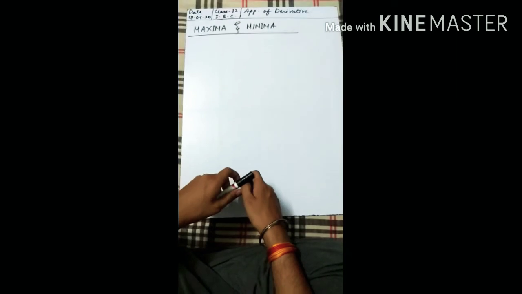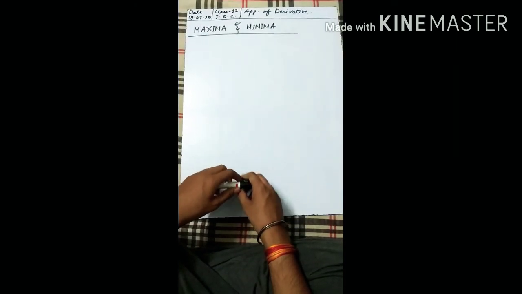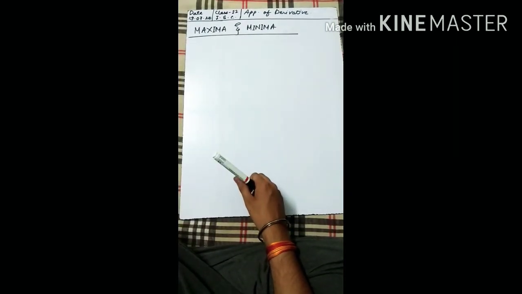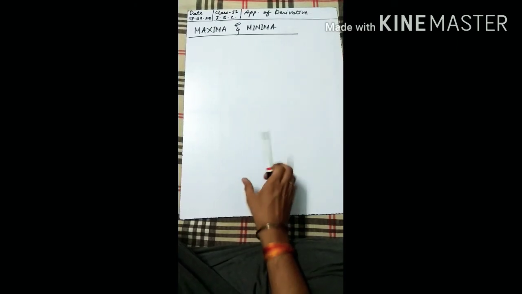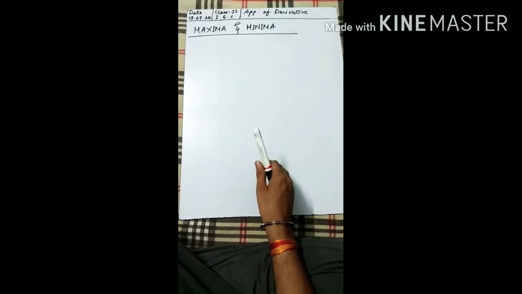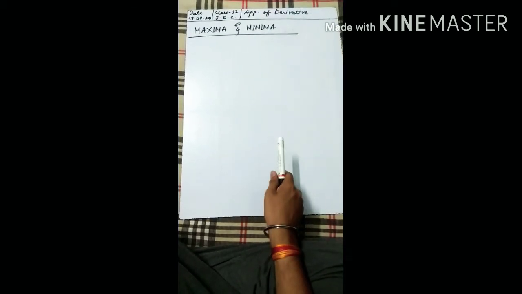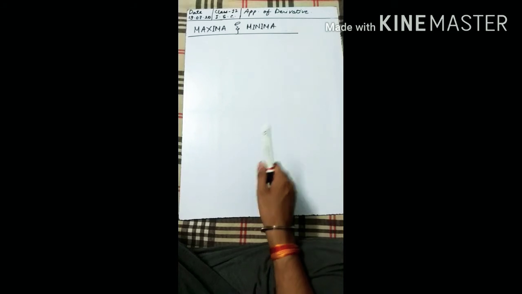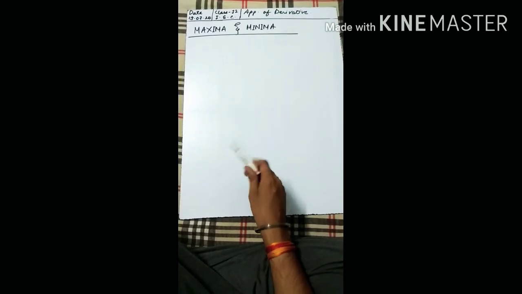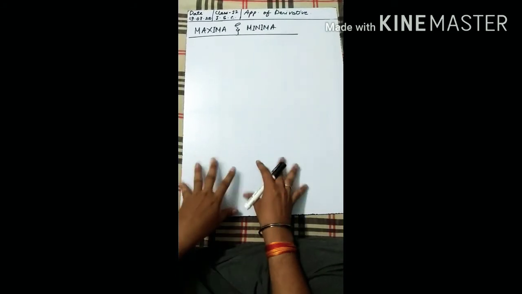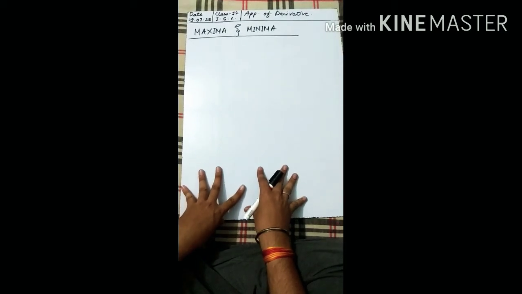As in the previous video, we have seen the question for the topic increasing and decreasing function, strictly increasing, strictly decreasing function, that at which interval it increases and at which interval it decreases, or strictly increases, strictly decreases. So now we are going to see another topic, that is maxima and minima.